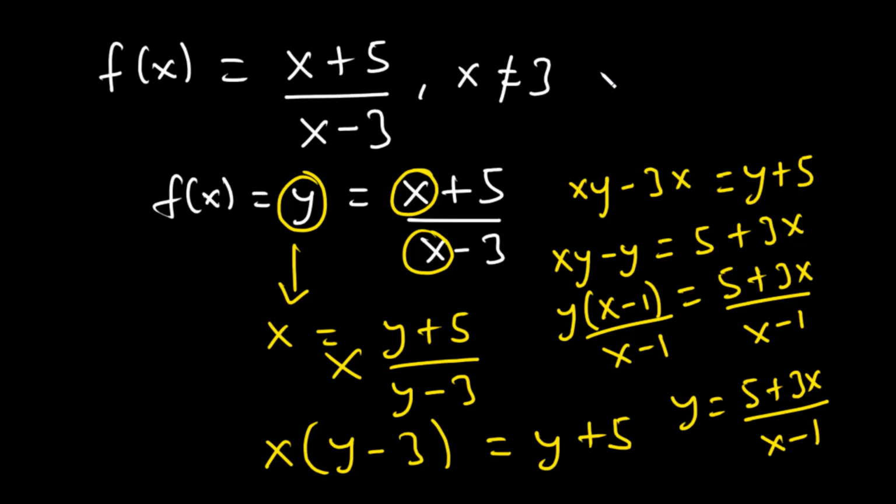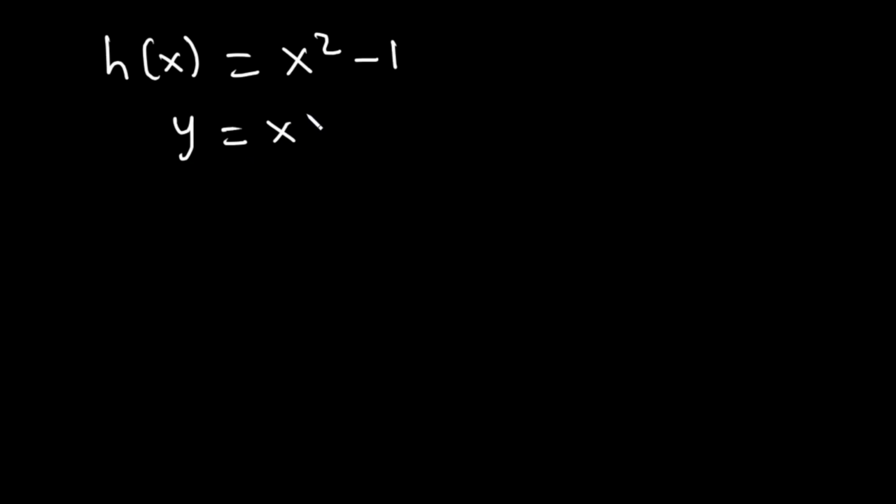Now this same y is equal to the f inverse of x, which is equal to 5 plus 3x divided by x minus 1. Let's take another example. What is the inverse of the function h of x is equal to x squared minus 1? To find the inverse of this function, we know that we are supposed to equate y to the function. So we have y is equal to x squared minus 1. Now the next step is to interchange the variables x and y. So we are going to have x is equal to y squared minus 1.